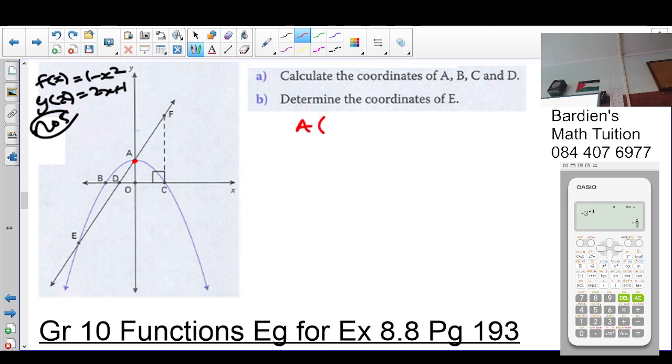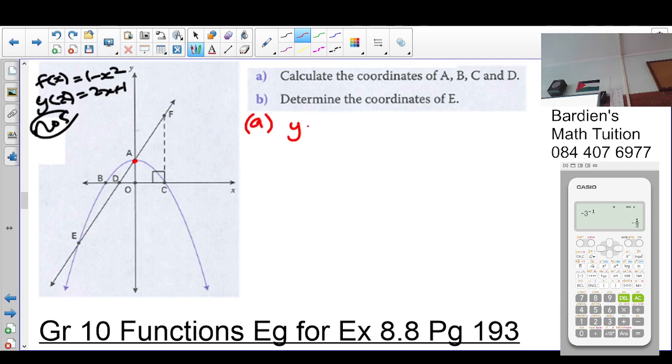What are the coordinates of A? 0 and 1. How do I know that? It's because the constant here is 1. This can also be written as negative x squared plus 1. Can you see? The constant is going to be the y-intercept. What would I have done if I didn't know that was the case?